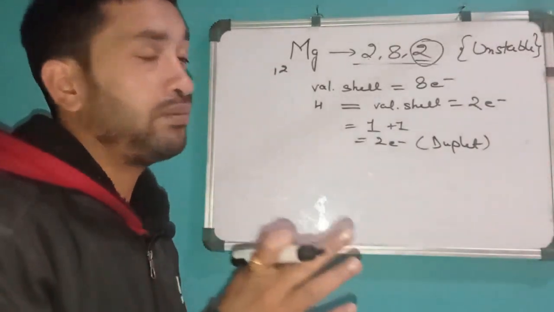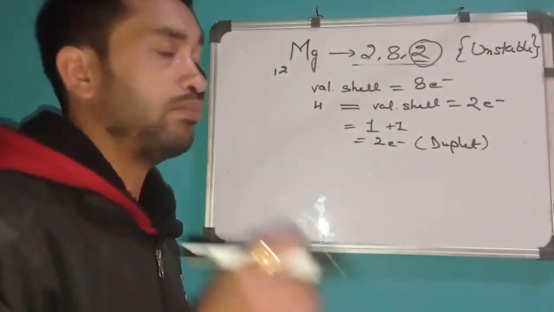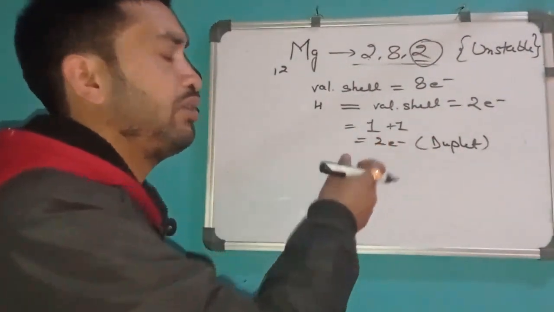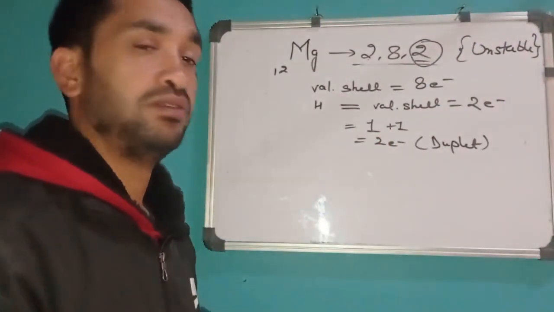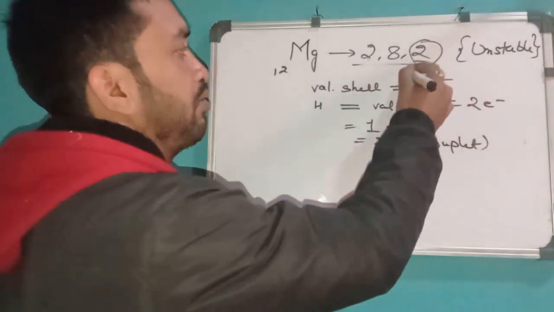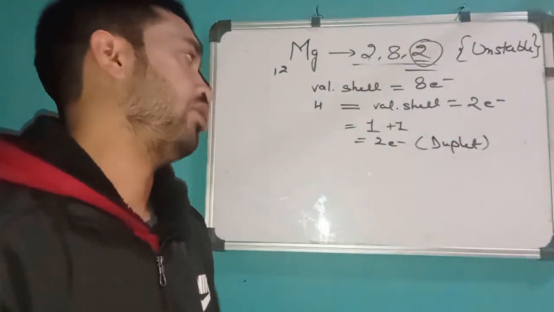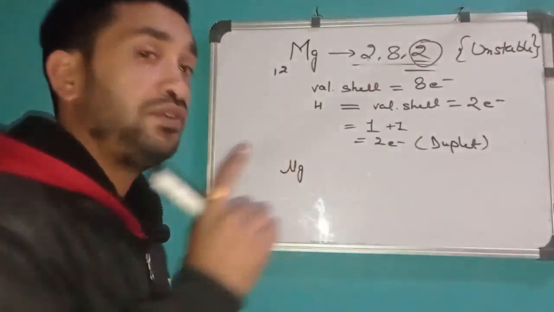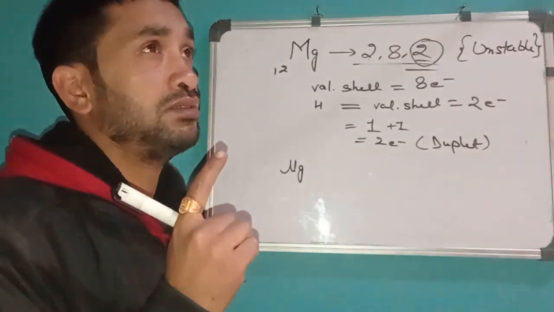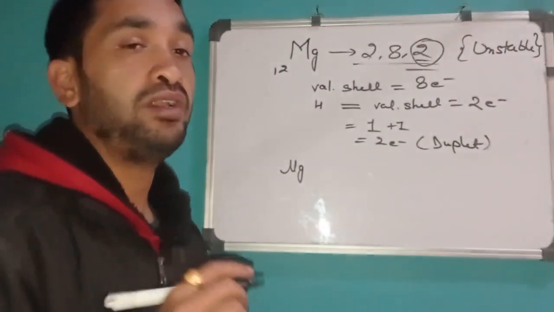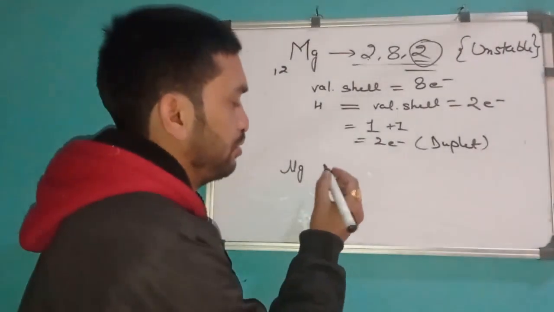Why am I talking only about octet so much? Because most of the elements you will find in this condition. The duplet state is only for some of the elements, 3-4 elements, which are interested in that state. Otherwise, most elements are interested in octet. So focus more on octet. Okay, so let us talk about magnesium. In the last video, I think in the second video, I have already discussed this, but again I'm discussing it so that you won't have that much confusion.